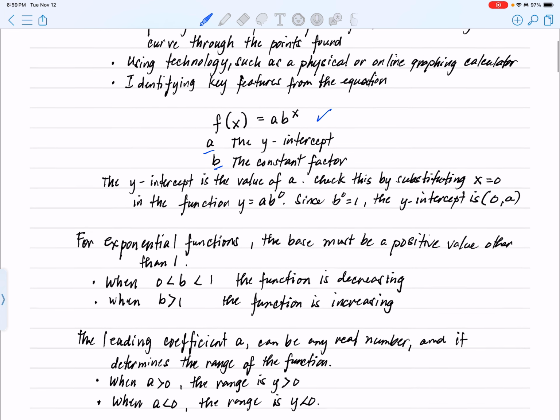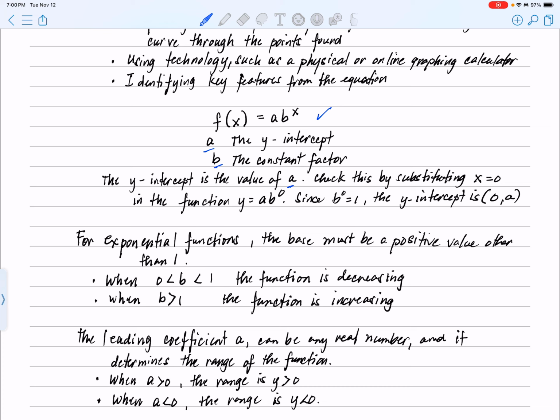Now check this by substituting x = 0 in the function y = a·b^0. Remember, anything raised to the 0 power equals 1. So a times 1 is still a, and the y-intercept is (0, a).